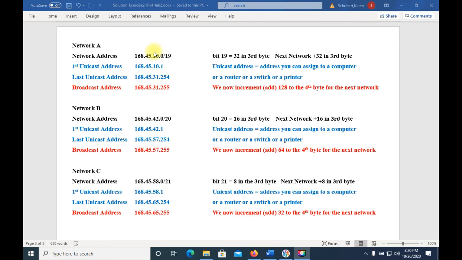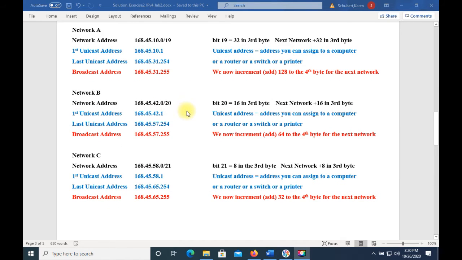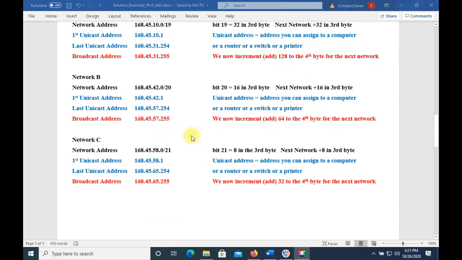And the last address of network A, 168.45.31.255, is of course the broadcast address. Similarly, here network B, again we have to increment or add to the third byte and the fourth byte. We see here third byte 168.45.42.1 is the first unicast address, but the last one is 168.45.57.254. So we see we increment the third byte and the fourth byte. And the last address for network B, of course, 168.45.57.255 is the broadcast address.